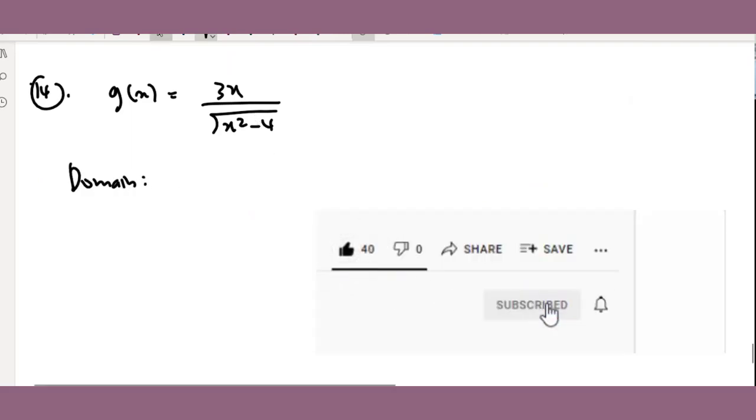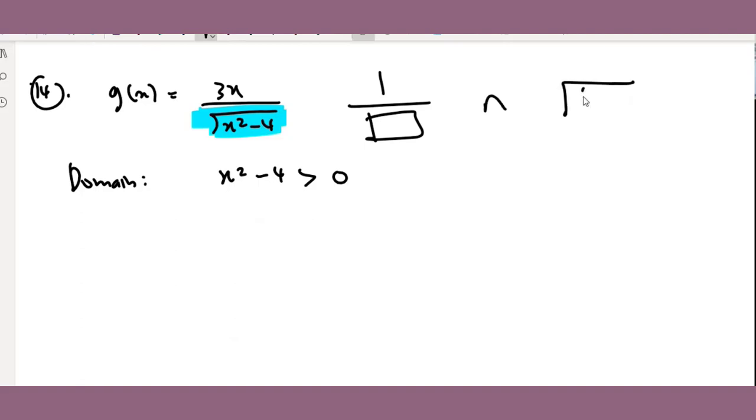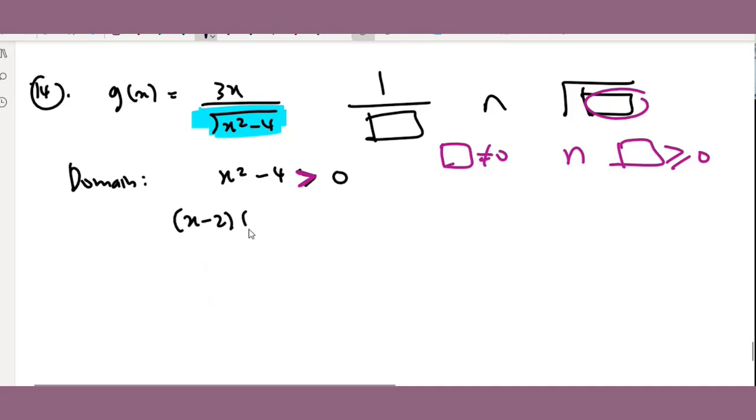Okay, everything in the denominator is under a square root, so x squared minus 4 must be more than 0. The square root part must be more than or equal to 0, and we intersect it with the denominator not equal to 0. Then we check: this is a quadratic, so factorize.